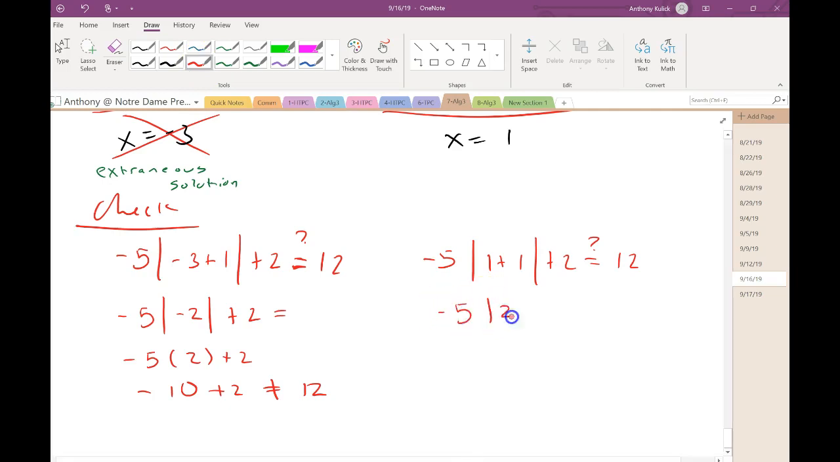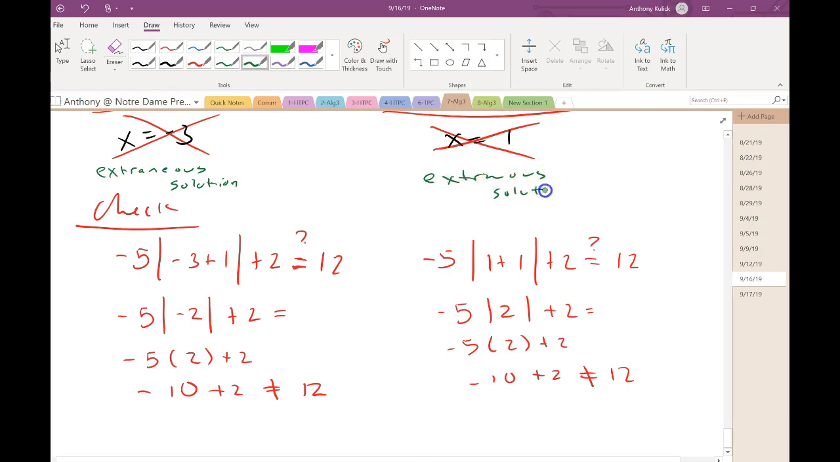So negative 5 times the absolute value of 2 plus 2. Absolute value of 2 is 2. Negative 10 plus 2, that is not 12. So I have a second extraneous solution. So what would I write here for my final answer? So I'd say no solution.